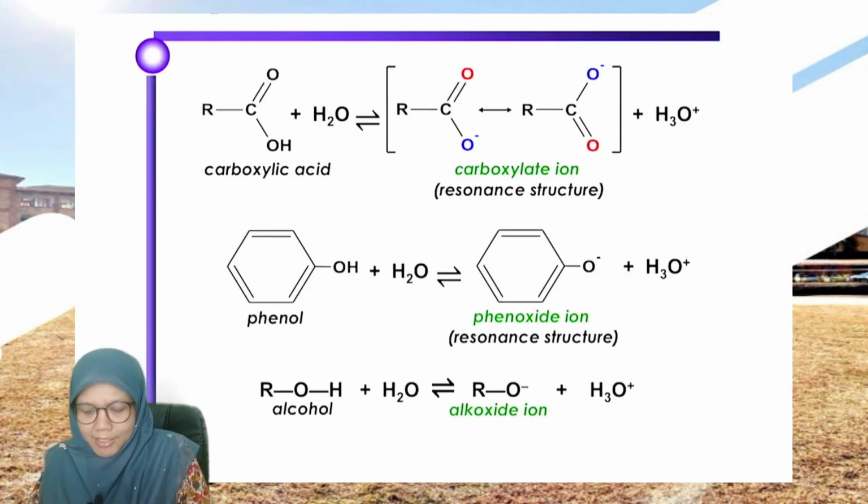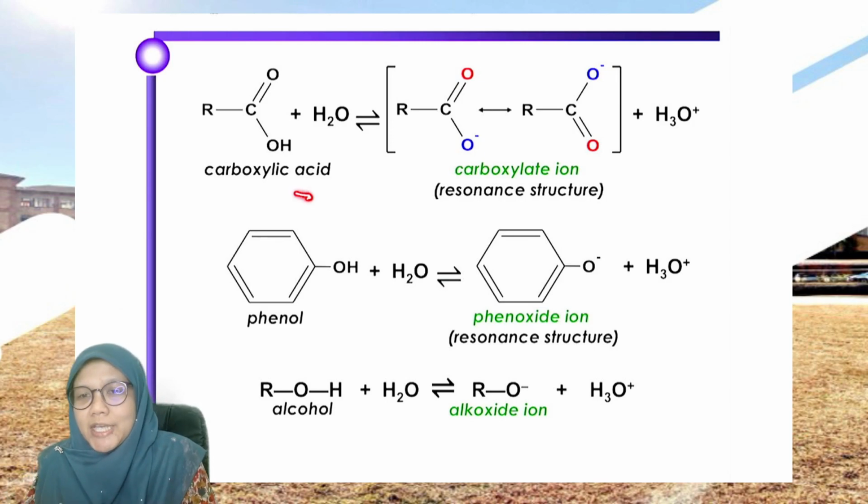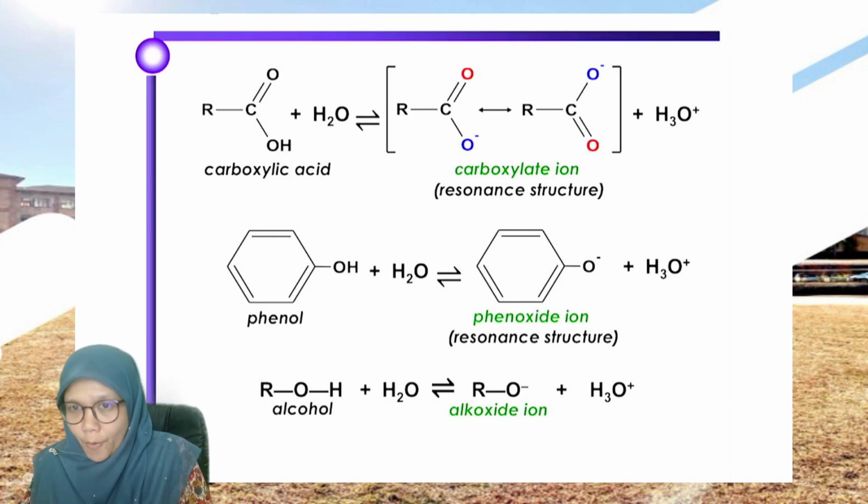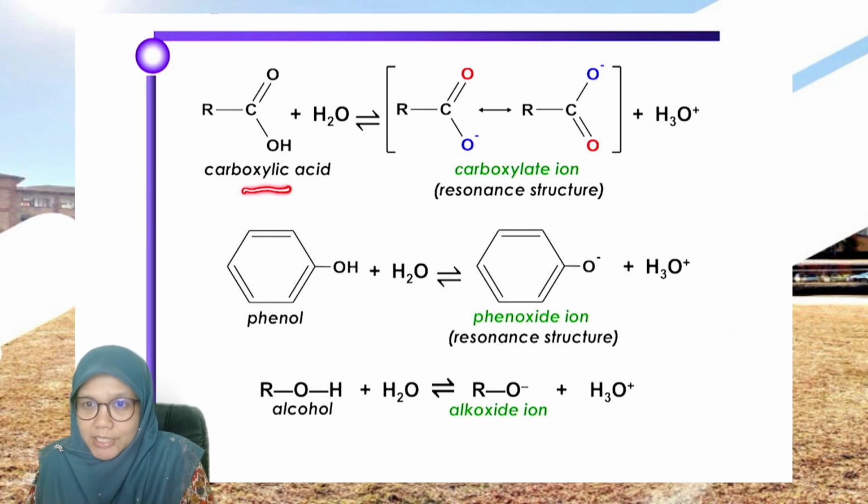Alright. Kenapa carboxylic acid itu most acidic? So, kita lihat dari segi stability of ion form. Selepas carboxylic acid, phenol and alcohol ini dissociate in water, kita lihat carboxylic acid, selepas dissociate in water, akan form carboxylate ion. So, akan ada resonance structure. Sebab apa? Sebab negative charge on oxygen atom ini can be delocalized between two oxygen atoms. Dan carboxylate ion ini stable sebab negative charge ni dia delocalized between two oxygen atoms.